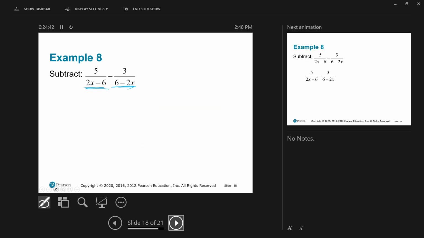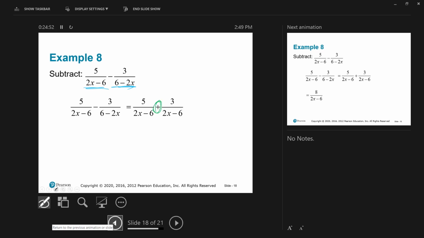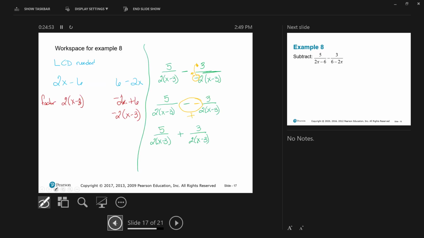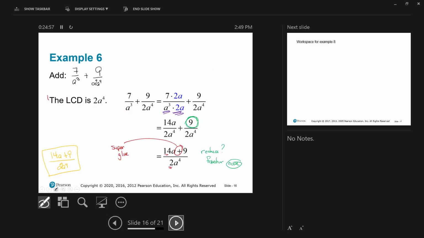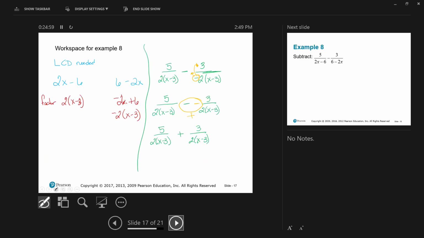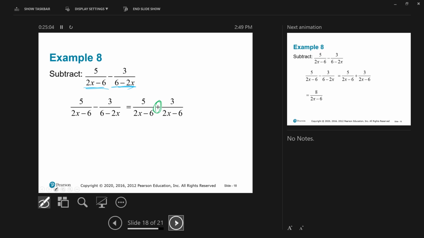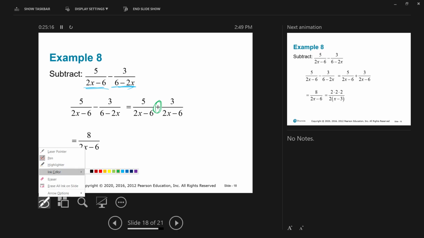Now, let's take a look at the work that the book is doing. The one step they didn't show you is how it changed to addition, which is why in our workspace, you can see why it is an addition problem because of that double negative that happened. That's how they ended up with this addition sign. So we have 8 over 2x minus 6. Agreed?